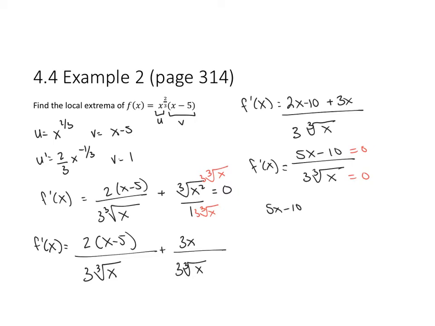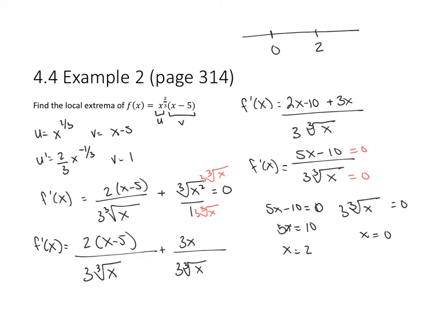So 5x minus 10 is 0. So 5x is 10. So x is 2. And then 3 times the cubed root of x is 0, and that's going to happen when x is 0. So I have two critical numbers here at x equals 0 and x equals 2. So let's again make our little reference sheet here with our number line.